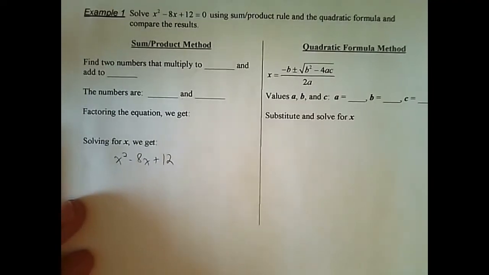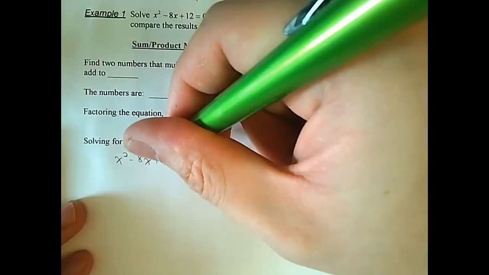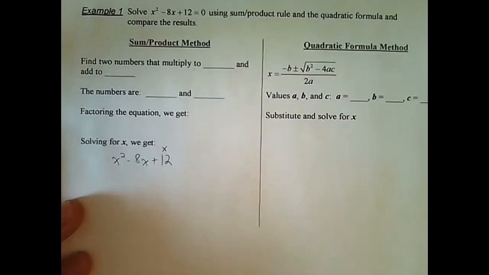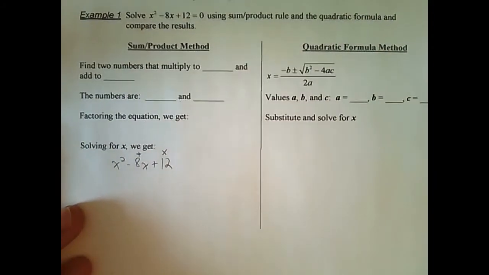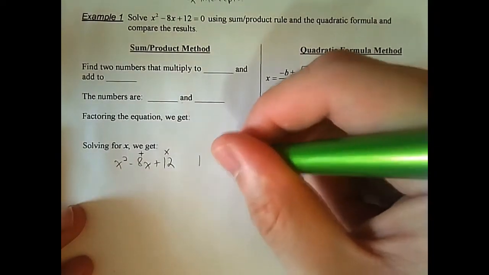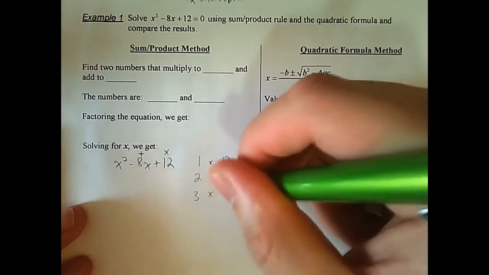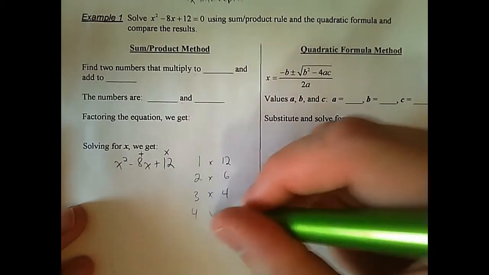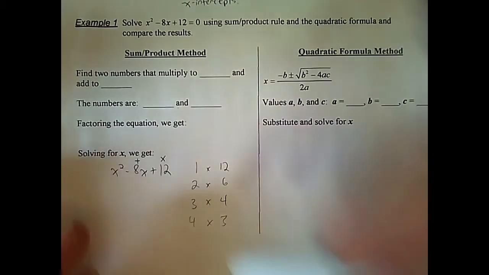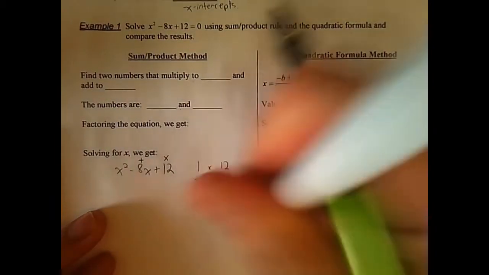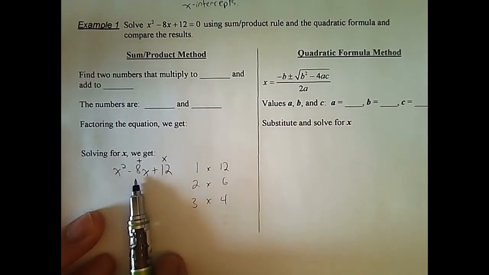So with our factoring, what we did last chapter, we said we need to think of two numbers that multiply to give us 12, and they add to give us negative 8. So then we think of our factors for 12. Well, I know it's going to be 1 and 12, 2 times 6, 3 times 4, and then 4 times 3, but that's just the same as this, so I'm not going to count that one. But it's still factors. If I multiply these pairs, they're going to give me 12. And then I have to add them together to get negative 8.